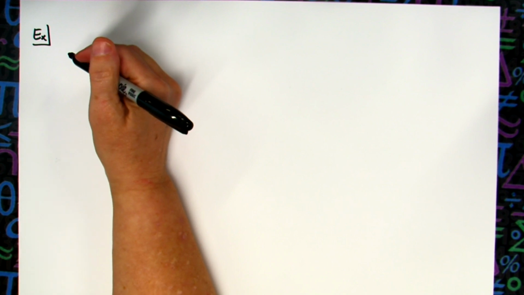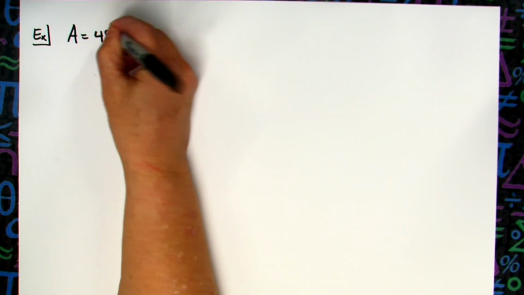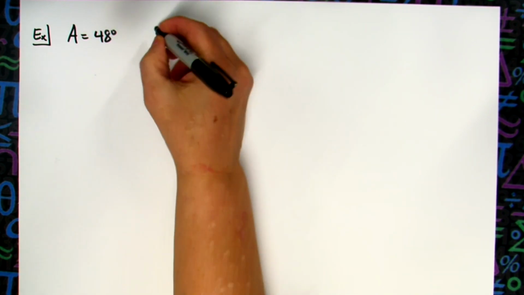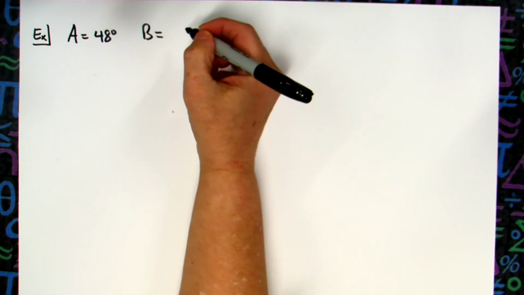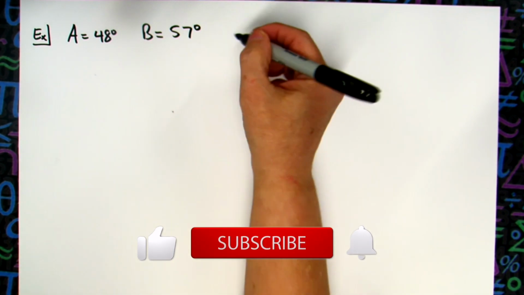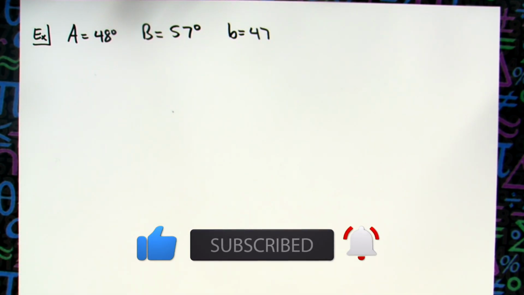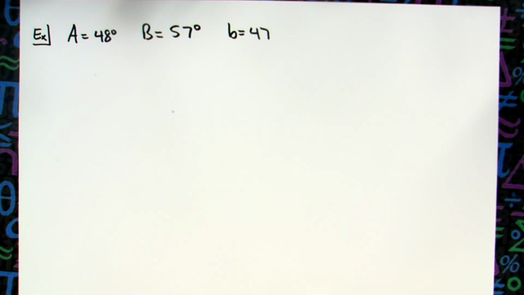Okay, now let's suppose we have, let's see if I can come up with a different one. They're not going to give you a picture, but I'm going to recommend that you draw a picture. Let's say that they tell you angle A is 48 degrees and angle B is 57 degrees, and then little b side is 47. Okay, so they're going to give you probably three pieces of information.